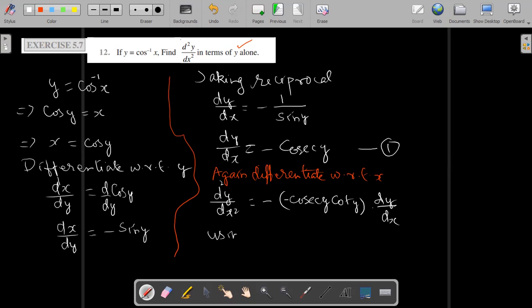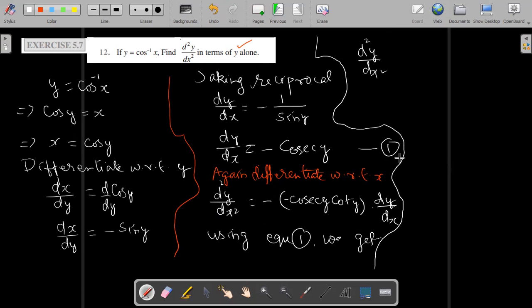So now using equation number 1, we get d2y by dx square is equal to minus minus plus cosec y into cot y multiplied with dy by dx. dy by dx is minus cosec y, and this will become minus cosec square y cot y into cosec square y. So we got this only in terms of y.